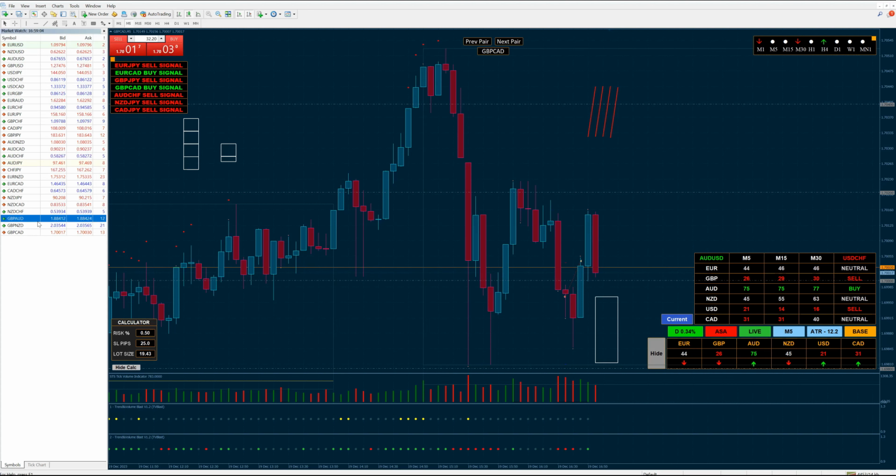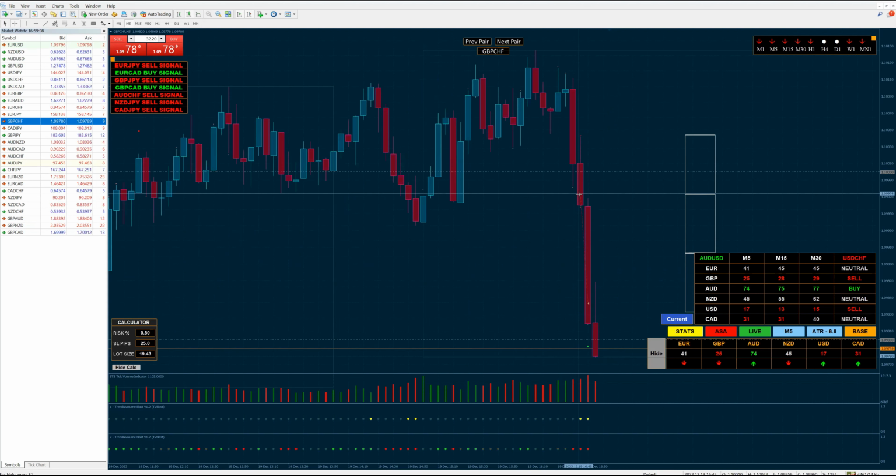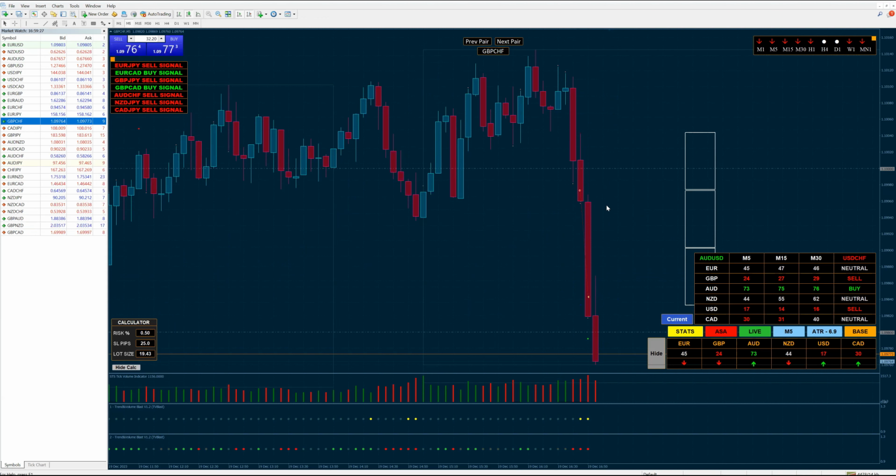GBP CHF. Great trading opportunity. Stop loss was here. I minimized my loss immediately by about 50%, and then price just moved right on down. Now, if price didn't continue moving down as quick as it did, I would have moved my stops down to here, at which point I would have actually been break even on the trade, and that's because of price action, not because I'm happy with the profit or this or that.